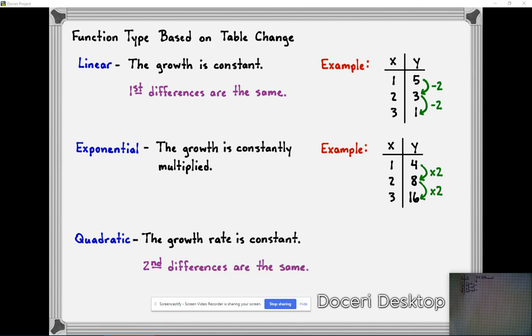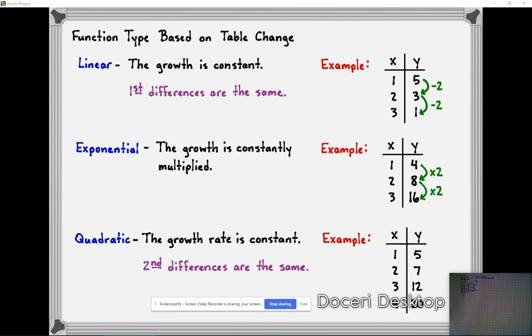Instead, the second differences are the same, or in other words, the rate of the rate is consistent. So an example of this is 5, 7, 12, and that last number is 20 there. I know it's hard to see. But we can check our first differences here.